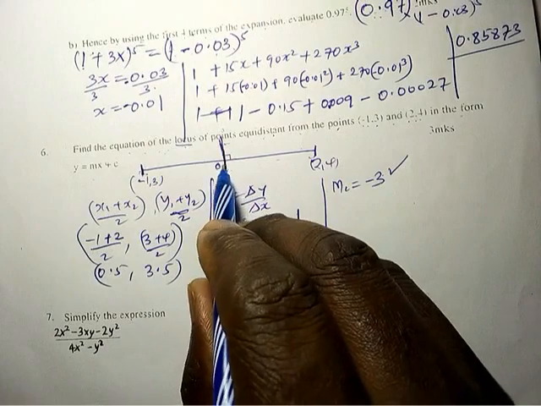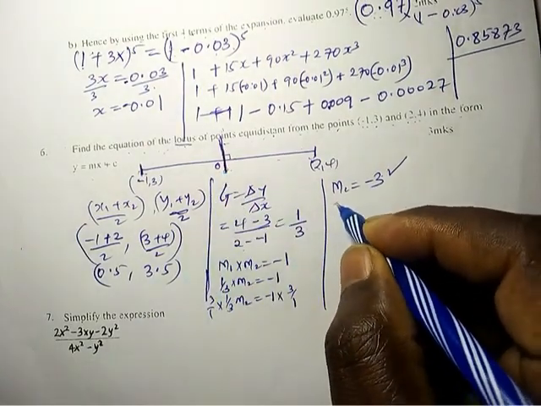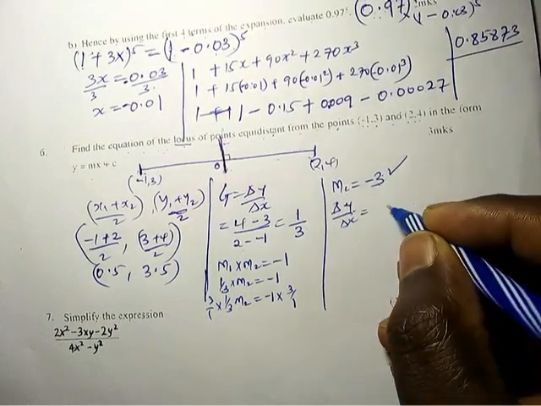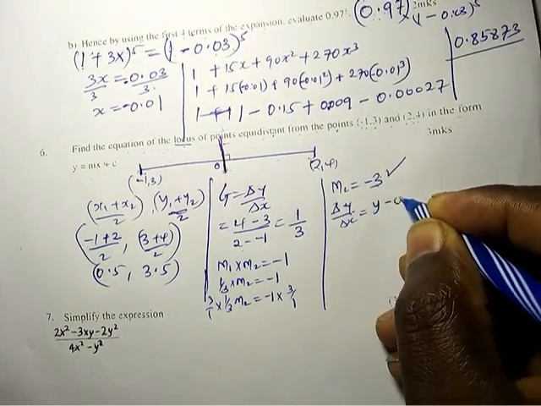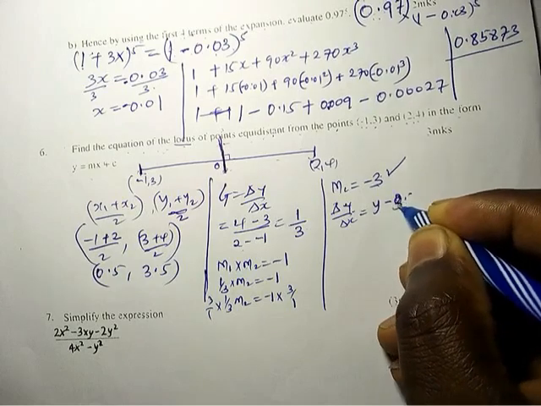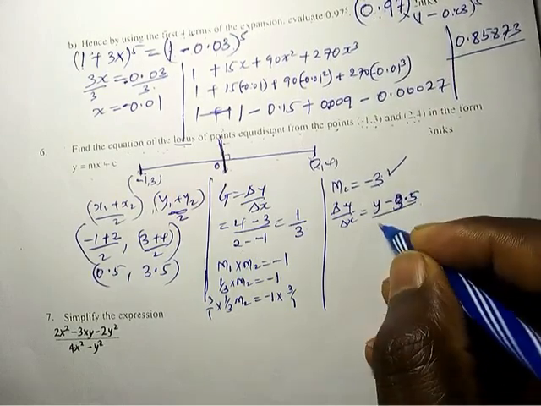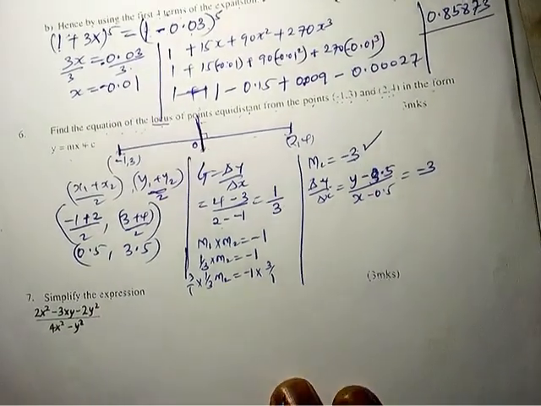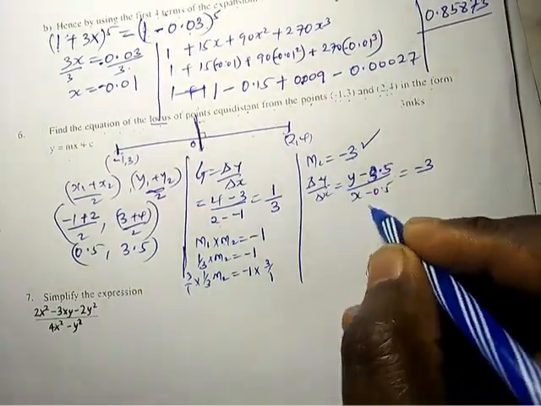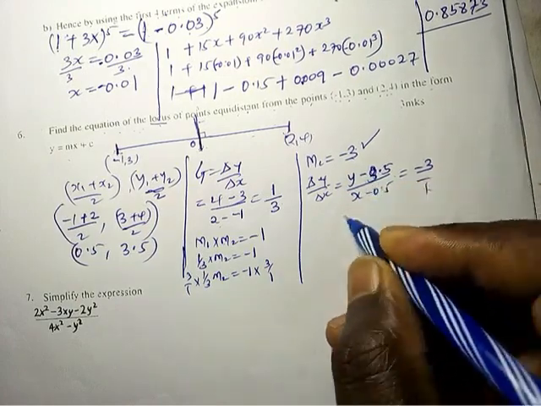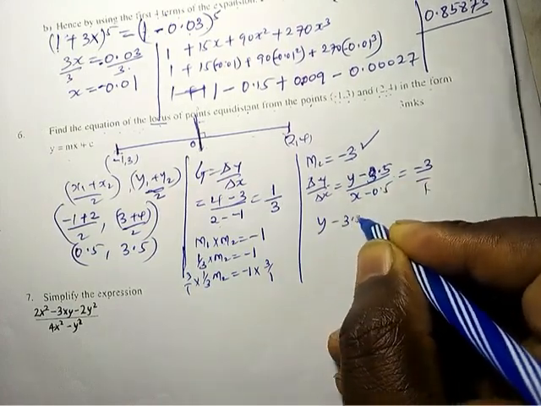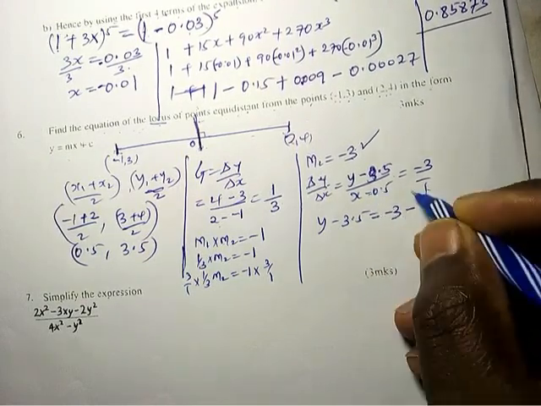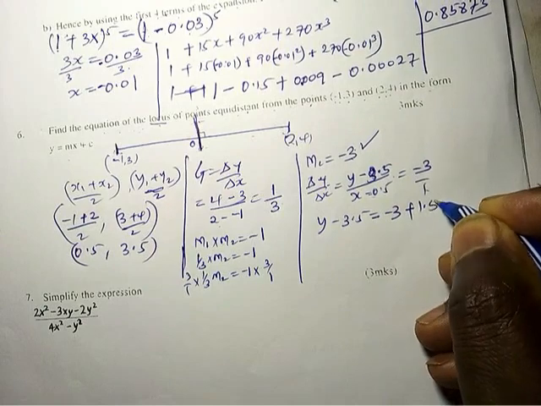Now, since we have the point here, we are going to get the equation: change in y over change in x, which will give us the gradient. y minus 3.5 divided by x minus 0.5, the answer is -3. So we are going to have over 1, y minus 3.5 equal to -3 times x minus 0.5, which gives -3x plus 1.5.